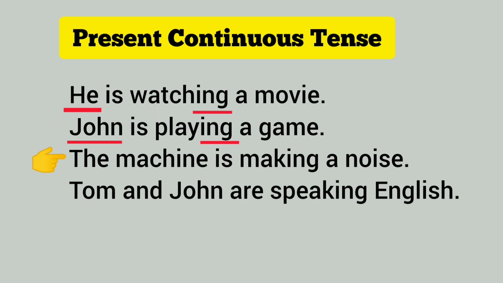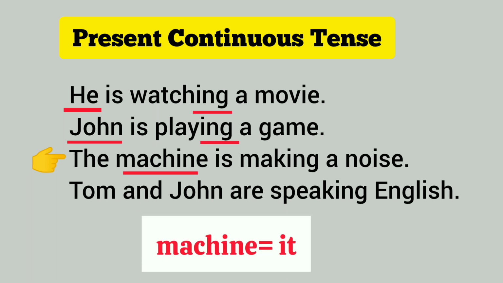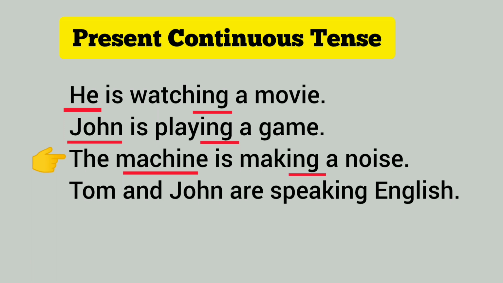The next sentence, the machine is making a noise. Now pay attention to the subject, the machine. So that machine is an it. Yes. Therefore, we use the be verb is. The machine is making a noise.